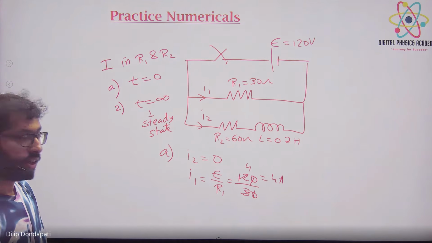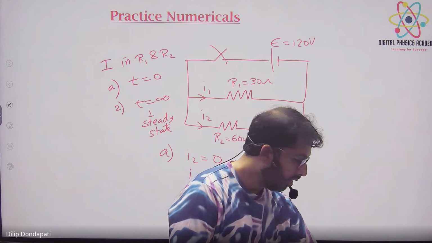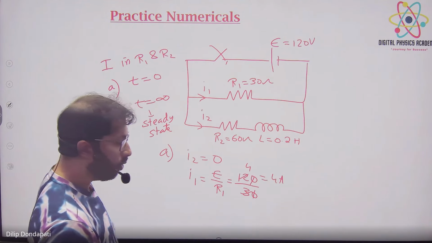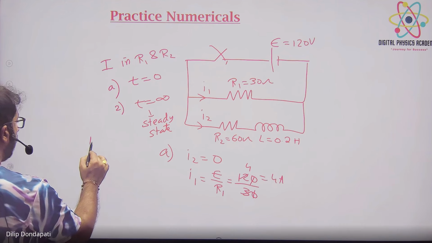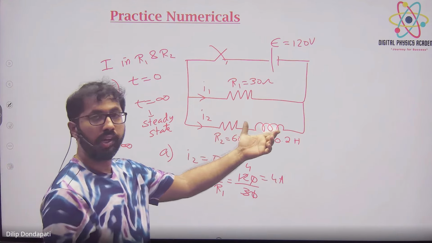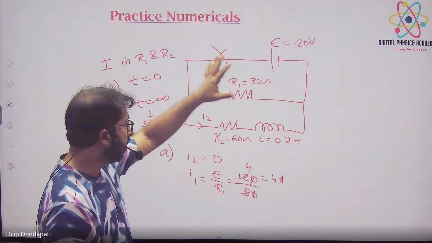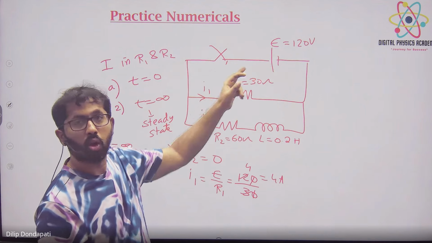Now do it for t equal infinity. I1 and I2, how much are they? We need both I1 and I2. At t equal infinity, the inductor will act like a short circuit. It will allow all the current, right? That means in the circuit you have two resistances connected in parallel and one voltage. So combine the resistances.